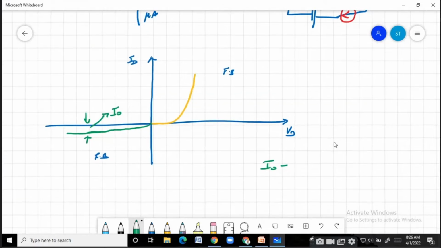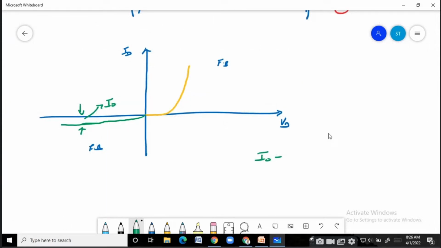You all have studied diodes. What is this I naught? What is it called? The photocurrent? Hmm? Drift current? No. I can't hear you. What current? Can you repeat what it is called?